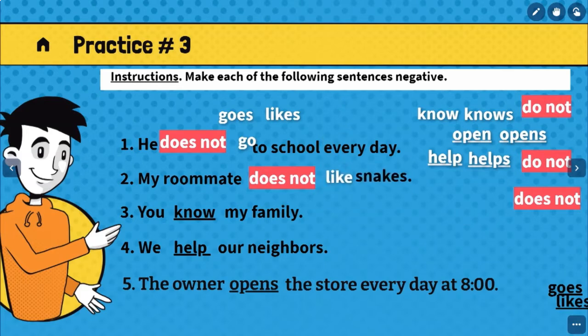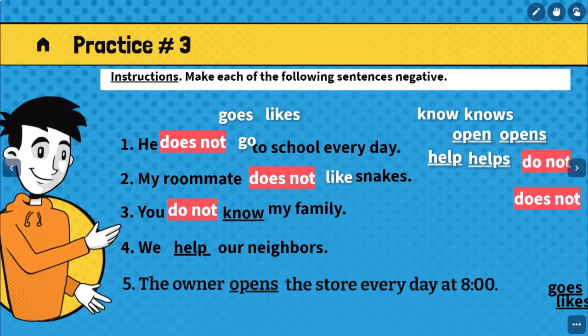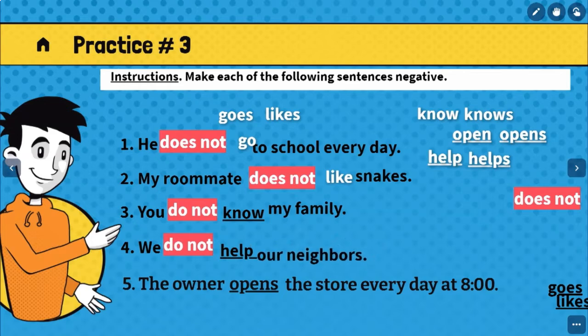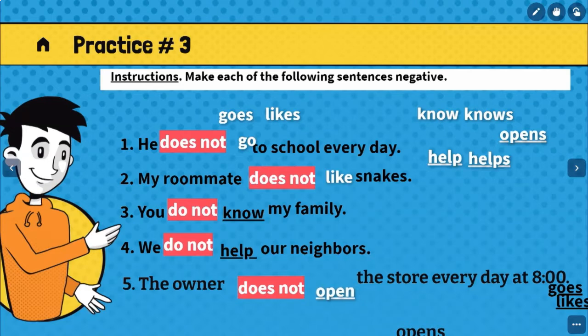Number 3, you know my family. Let me see here. You is not third person, so we use do not. You do not know my family. Good. We help our neighbors. We is not third person, so we have to add don't, right? Do not. We do not help our neighbors. The owner opens the store every day at 8. So the owner is third person, so we have to use does. And it's not opens, it's open. The base form. Very good.